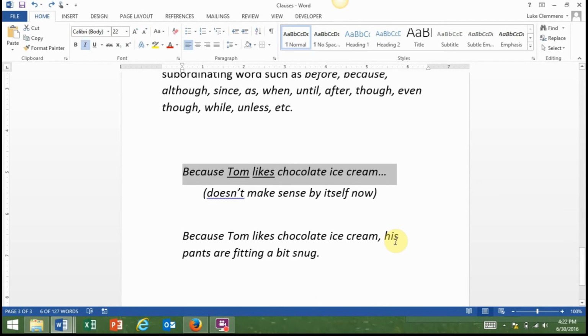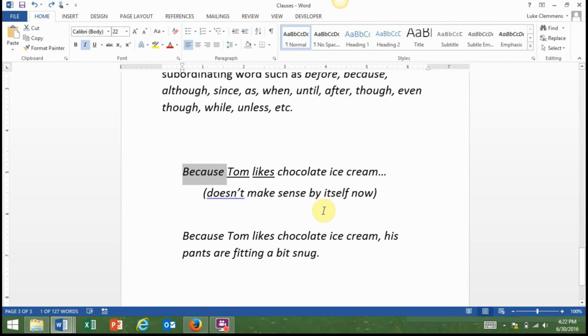If we tack on a because when we say Tom likes chocolate ice cream, it completely changes the clause. We still have our subject, Tom. We still have our predicate, likes, and the rest of the sentence is the same. But now, when we start it with because, this can't be a complete thought. If I say, because Tom likes chocolate ice cream, I can't just end there, because the person I'm talking to will be like, yes, because Tom likes chocolate ice cream, what? It doesn't make sense by itself now.